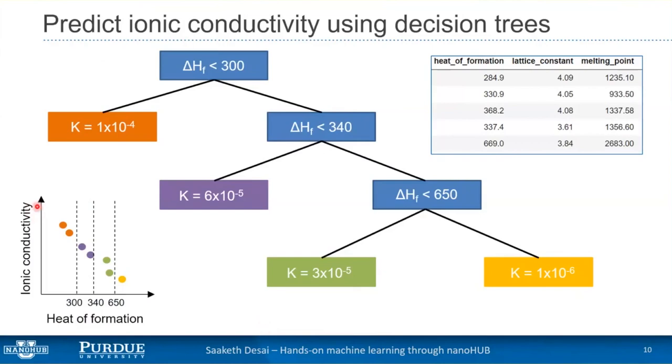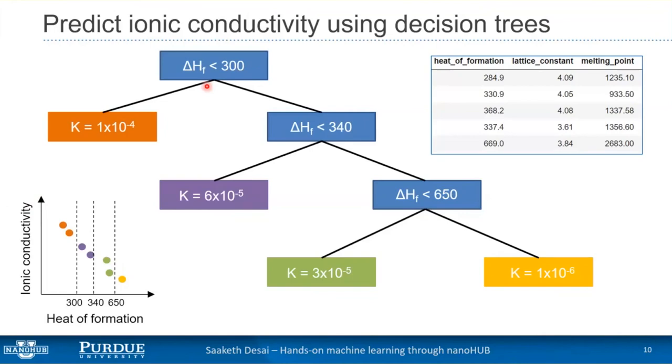Let's say we want to predict the ionic conductivity as a function of the heat of formation. The plot looks kind of like this. We have points in orange, purple, green, and yellow. So the job of a decision tree is to decide how to split the data into different branches. So a tree would have branches, right? You split the tree into different branches such that each branch makes the prediction with the least error.